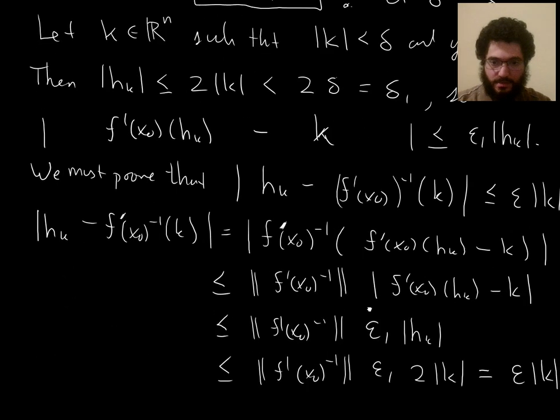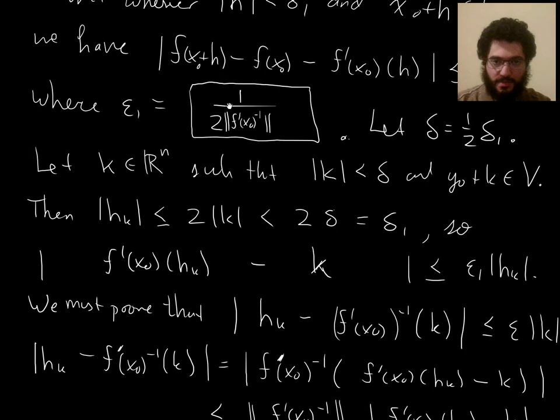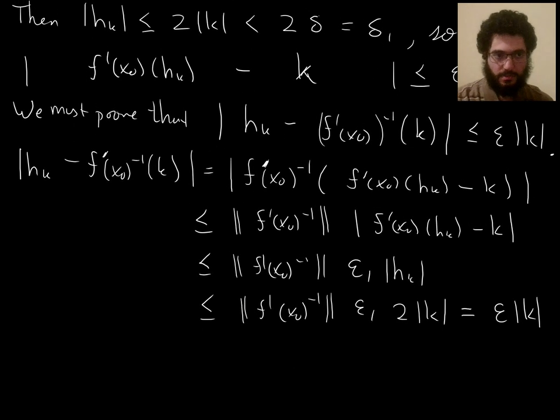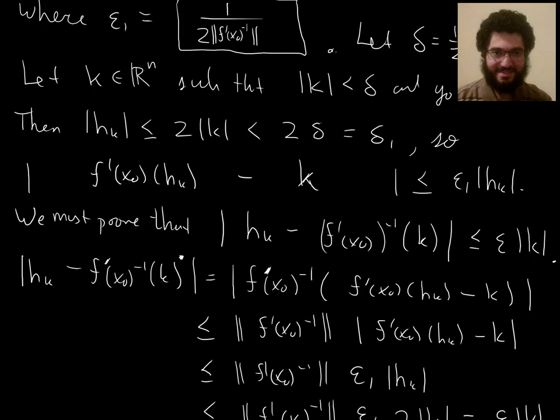So that should work. And that's definitely a positive number, and I'm not dividing by 0 because f prime x naught is the inverse of a linear map, so it is itself an invertible linear map. And so it's not the 0 linear map, and only the 0 linear map has norm 0. All right, so I would say that's it for, well, I guess I don't get to put the box yet. That's it for that part.